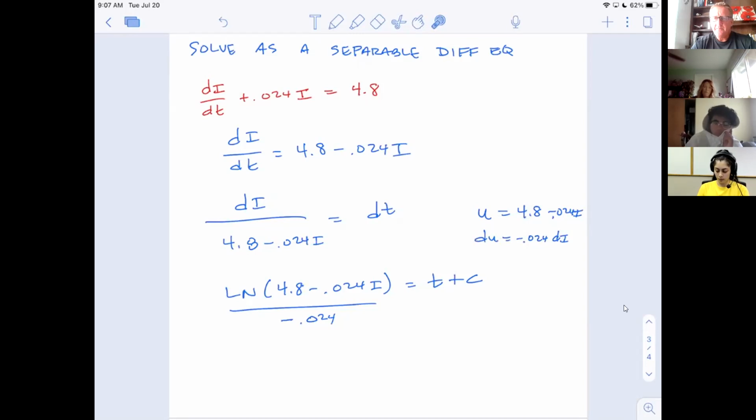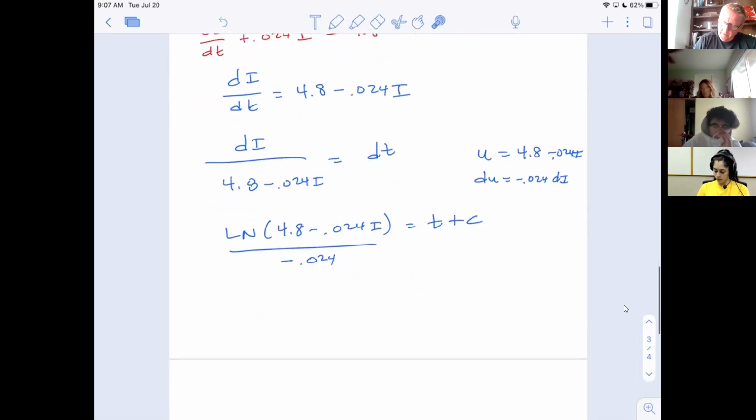And so you might think, well, that doesn't really look like the equation we got before yet. But let's just play with this a little bit and see that that's actually the case. So let's see, I would have to multiply both sides by 0.024. Seems like it's time to change colors.